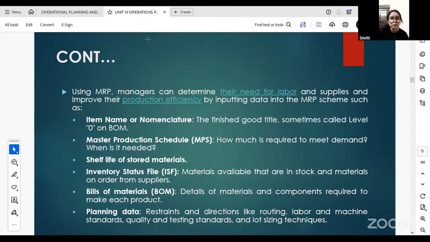Master Production Schedule (MPS): how much is required to meet demand, when it is needed, and the shelf life of stored materials. Inventory status file (ISF): materials available in stock and materials on order from suppliers. Bills of materials (BOM): details of materials and components required to make each product. Planning data: restraints and directions like routing, labor and machine standards, quality and testing standards, and lot sizing techniques.